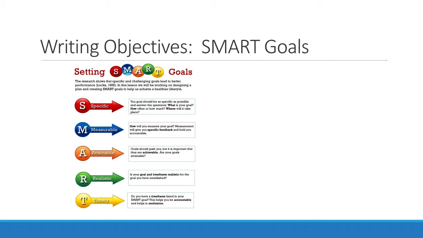Measurable. Goals should be measurable so that you have tangible evidence that you have accomplished the goal. Usually, the entire goal statement is a measure for the project, but there are usually several short-term or smaller measurements built into the goal.